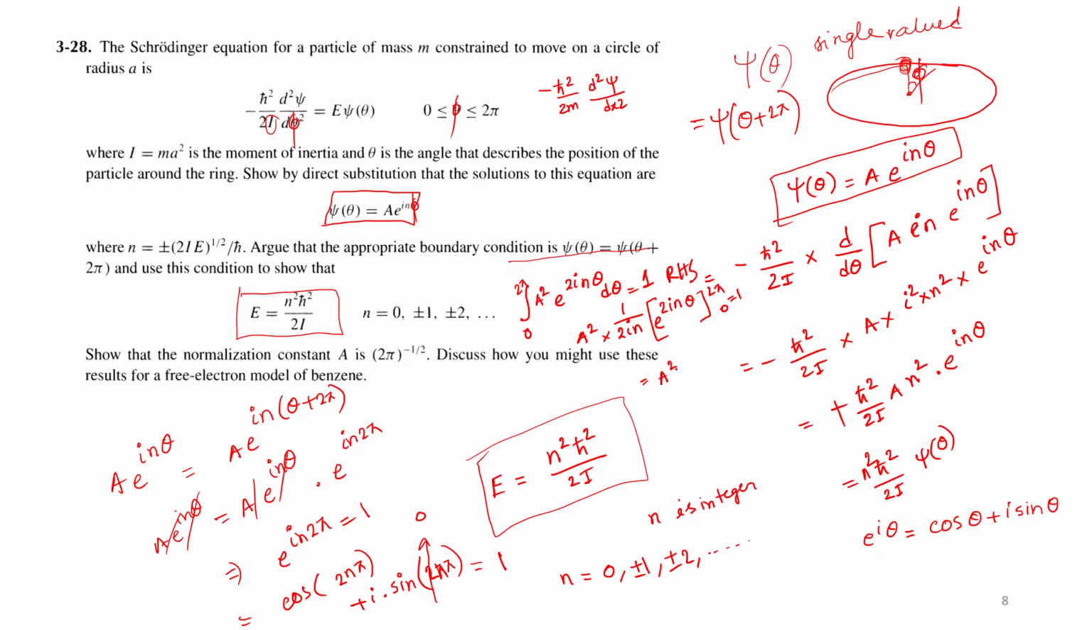So A square by 2 i n, that will become e to the power 2 i n theta, which is 4 pi, so e to the power i 4 pi n, and minus e to the power 0, which is 1, equals 1. I think I'm making it more difficult.